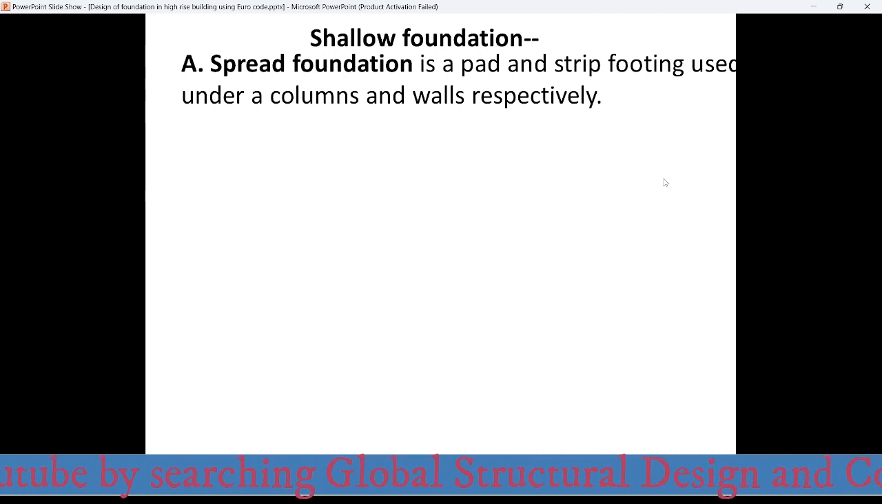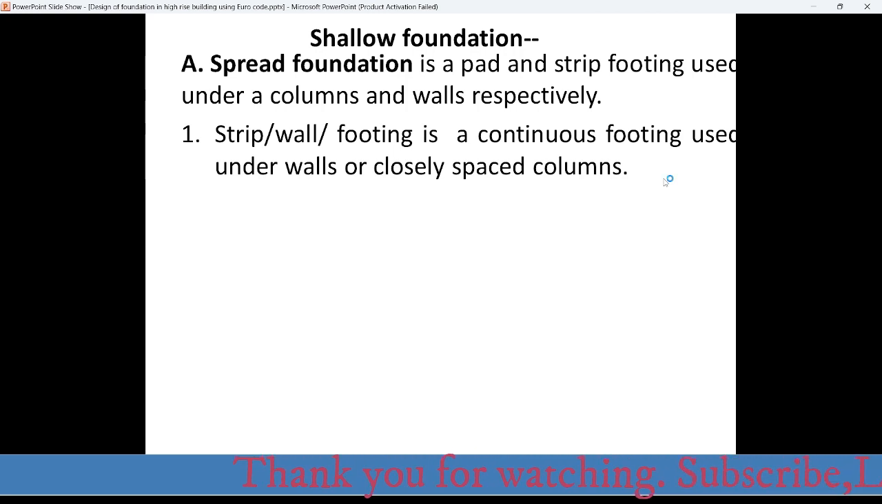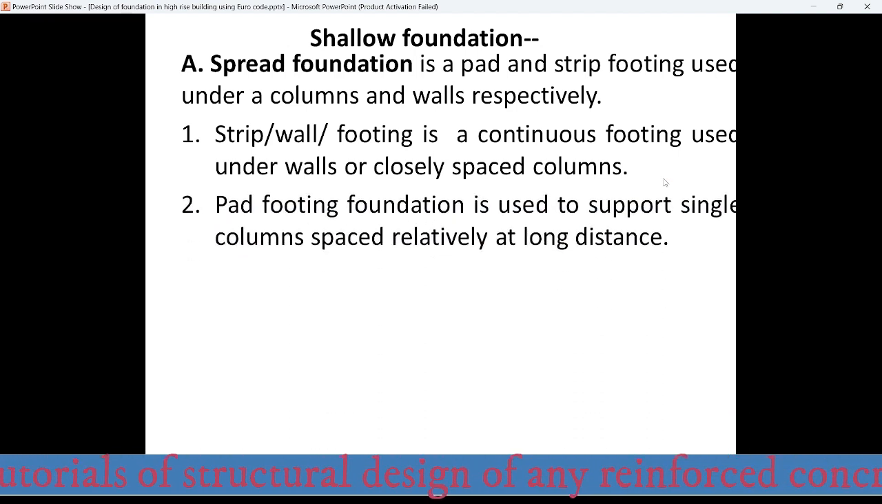So these types of foundation can be used for walls as well as for closely spaced columns. The first, the strip footing, is a continuous footing used under walls or closely spaced columns, like this. And the second one is the pad footing foundation, which is used to support a single column spaced relatively at a long distance.